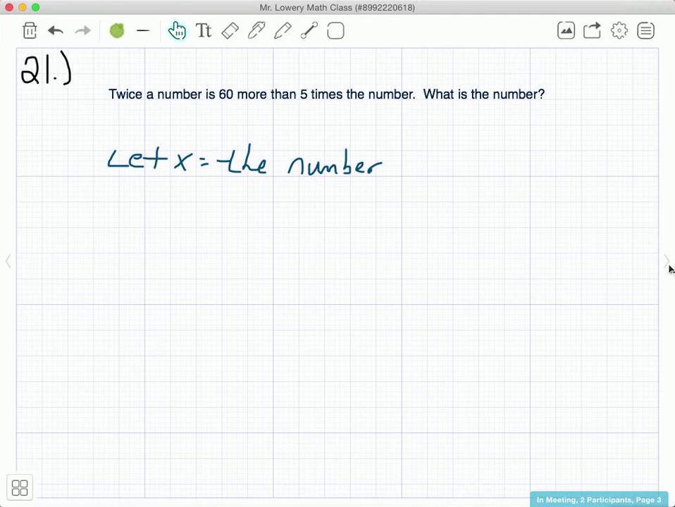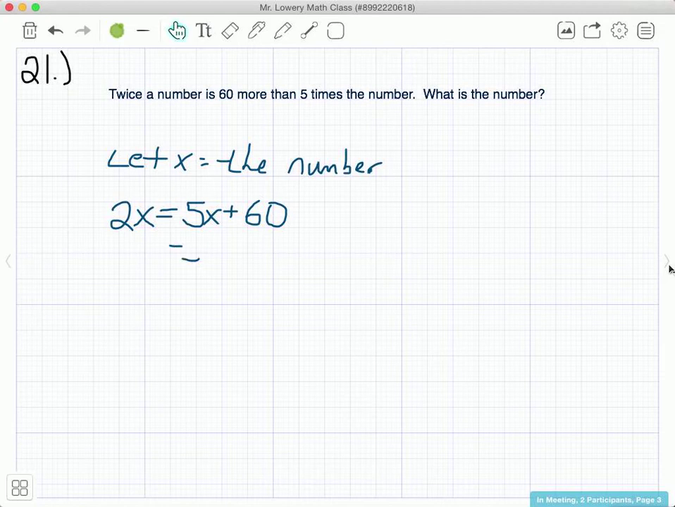And it says twice a number. Twice a number would be 2 times the number. So 2x is 60 more. If we see the word is, it means equals. So is 60 more than 5 times the number. So we've got 5 times the number, and then 60 more than that. So 5 times the number would be 5x. 60 more than that would be plus 60. 5x plus 60. And now we're just going to solve it just like we did in the first section. Now we've written our equation.